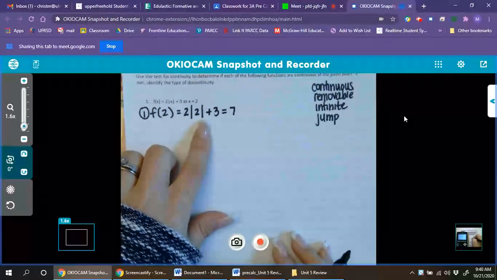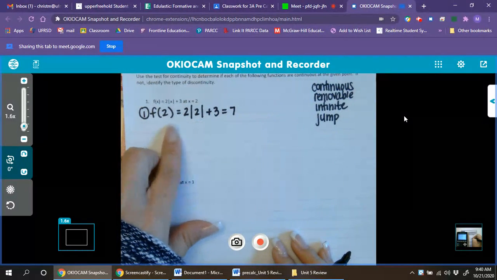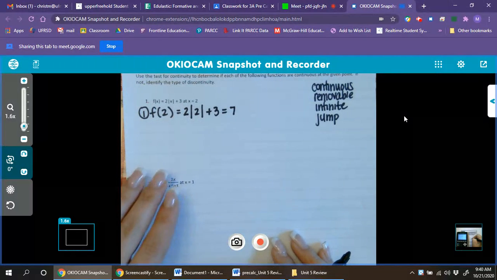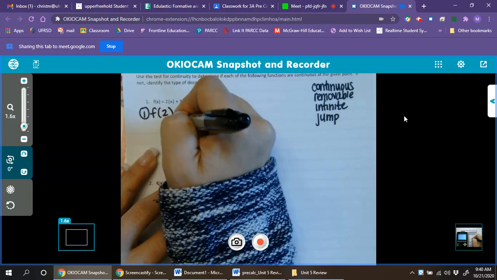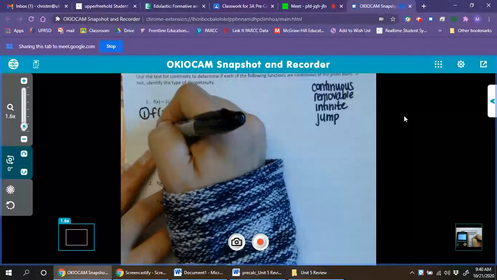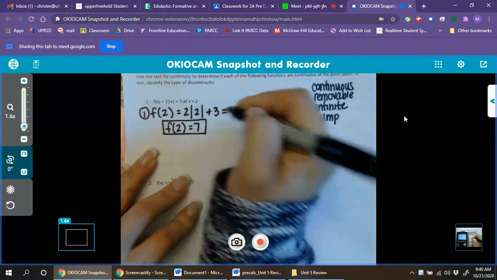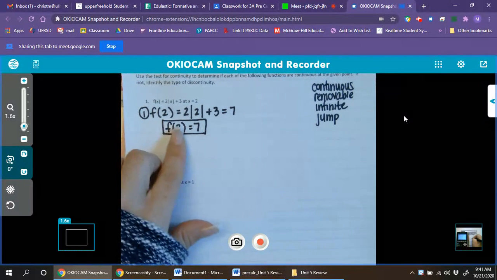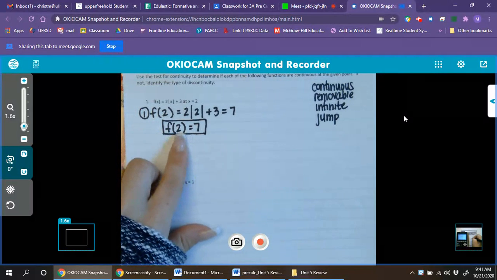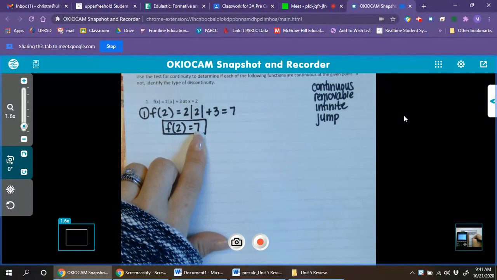I get 7. This is absolute value. So I'm going to write out the notation here, really formal. I'm using function notation. So f of 2 equals 7. Okay, so that's the first thing that I'm showing for step 1. I'm showing that I can evaluate the function and I get out a number.